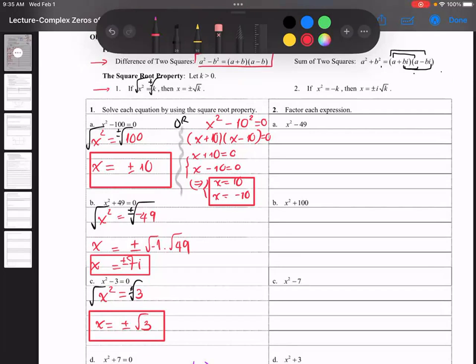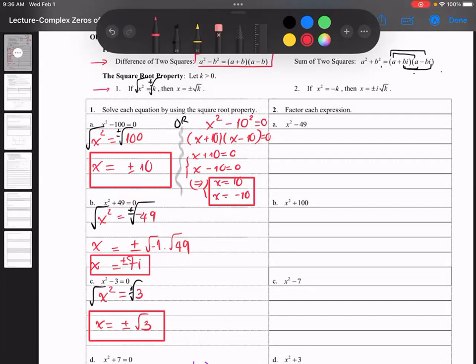Now, number 2. What is different between number 1 and number 2? Yeah, but what else is different besides the instruction? Yeah, number 1 is an equation, right? Number 2 is an expression. So those two are different things. When you have an equation, you solve. When you have an expression, you do not solve.